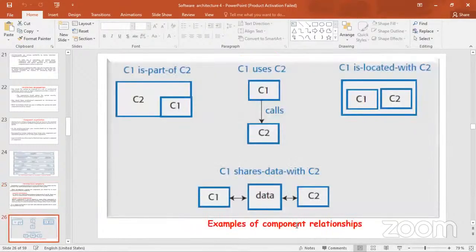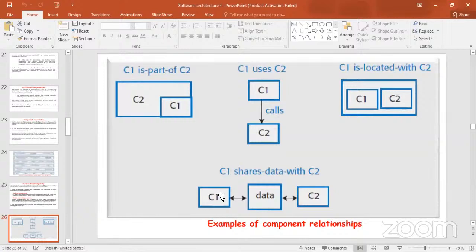So now, example of component relationship: C1 is part of C2. So this is C2, at least it's a part, or C1 is a part of C2. Then this one, C1 uses C2, so there's a call from C1 to C2. Then C1 is located with C2. This is what we call co-location. So you have a big box, you have C1 and C2 co-located.